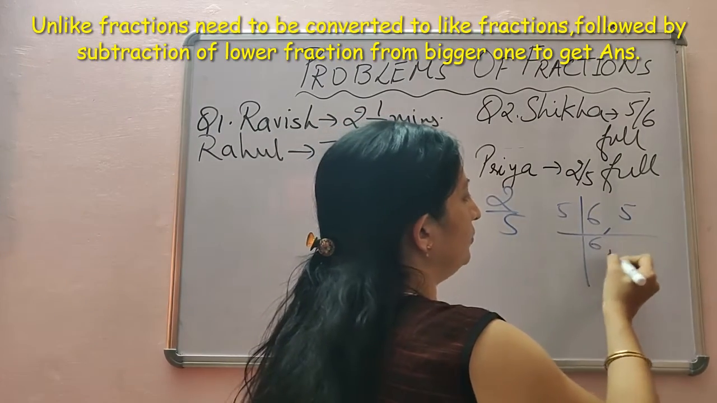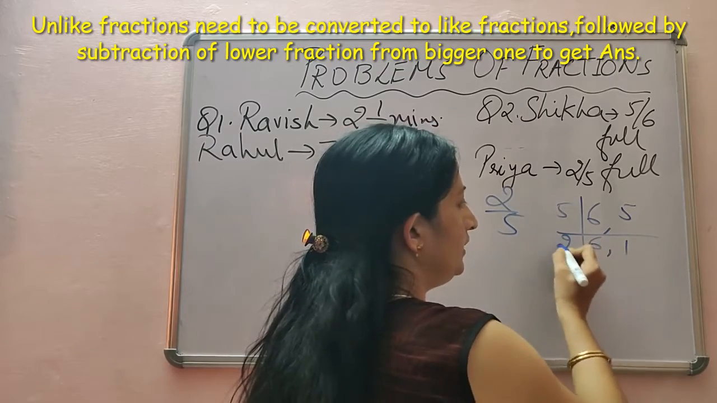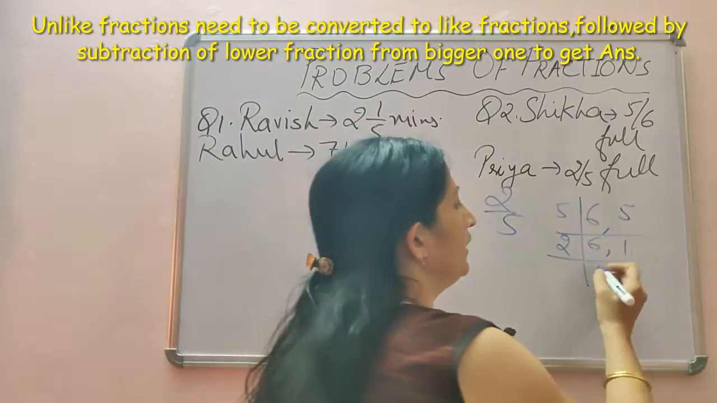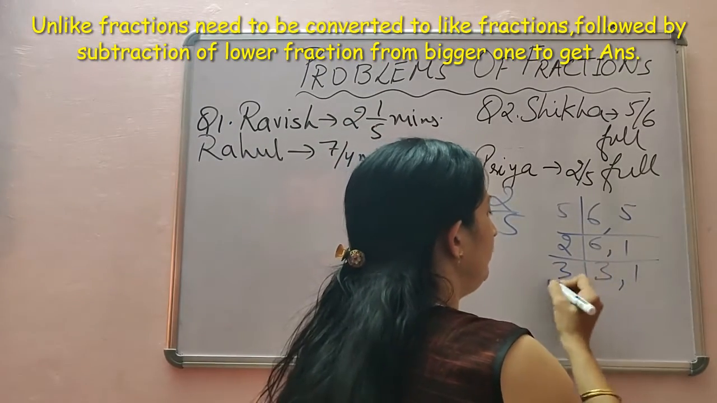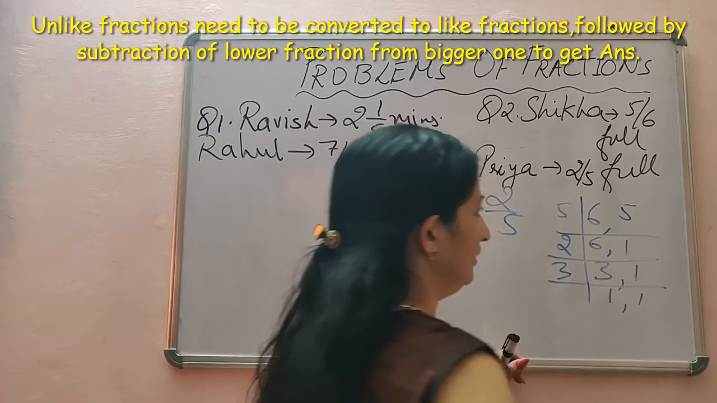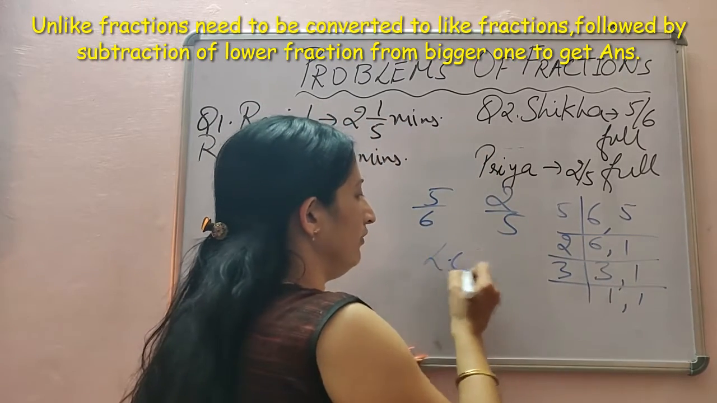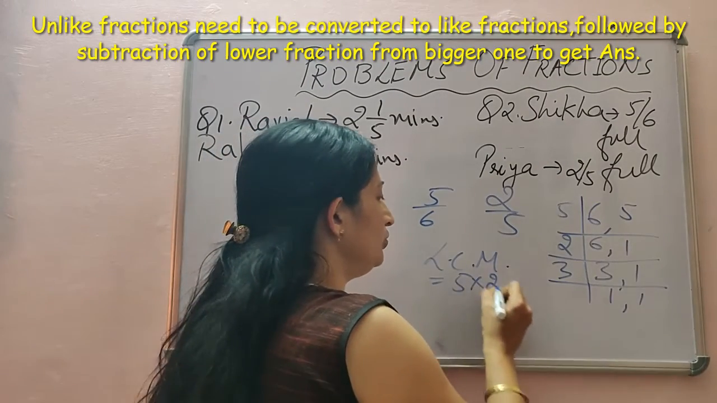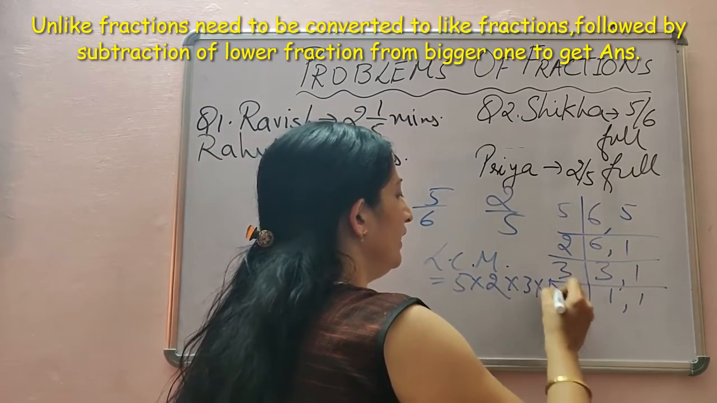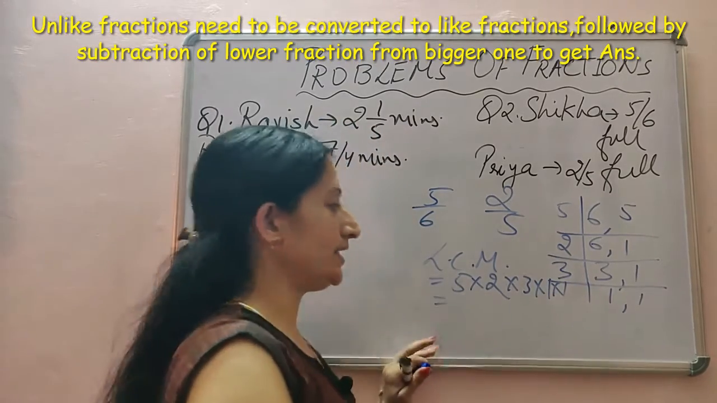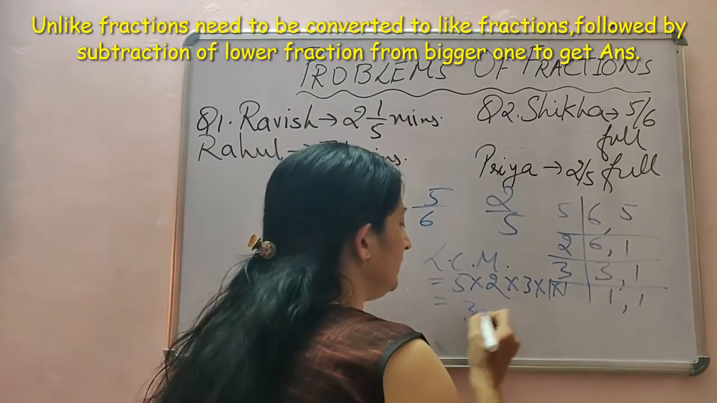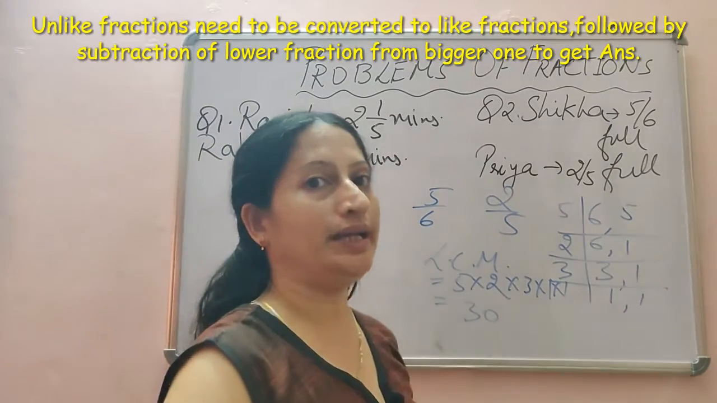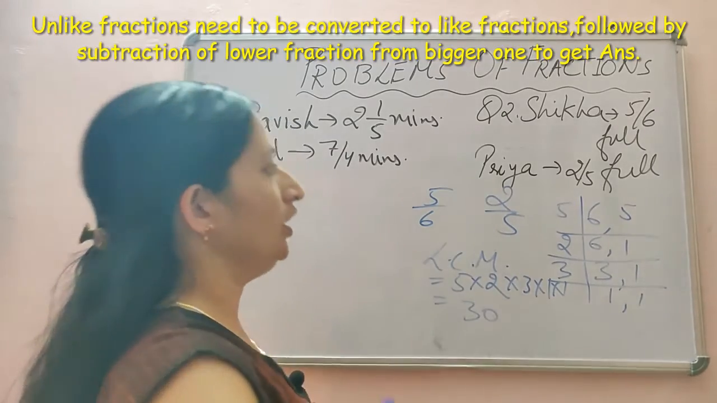With 5, if we divide, it becomes 1. Now this can be divided by 2 because it's a multiple of 2. So we will get 3, 1, then 3, then 1 and 1. So the LCM of 6 and 5 will be equal to 5 into 2 into 3 into 1 into 1, that is 10 into 3, that is 30.